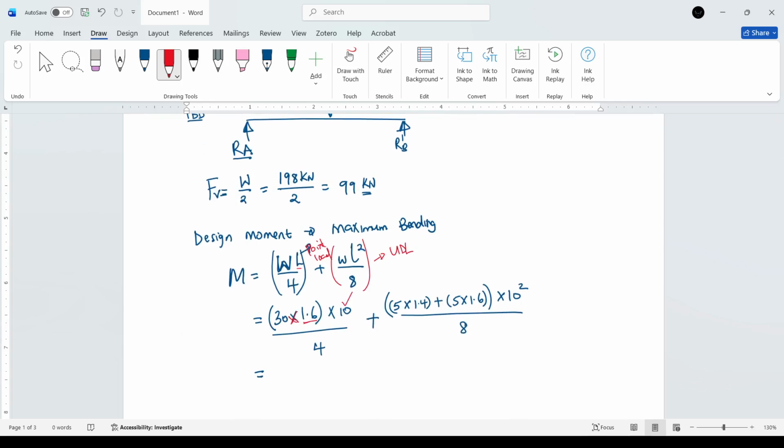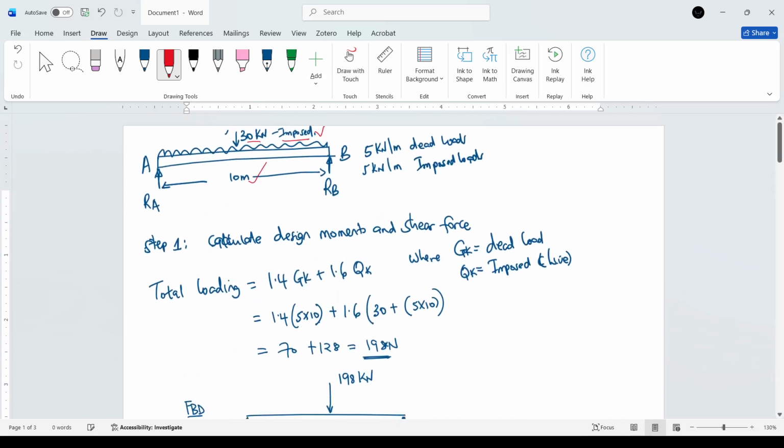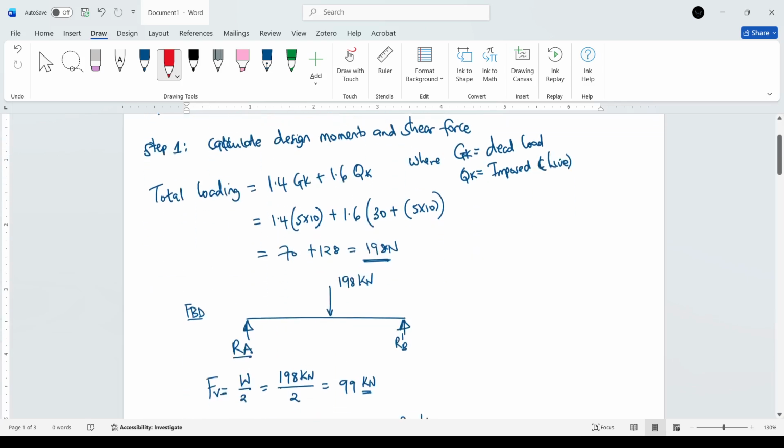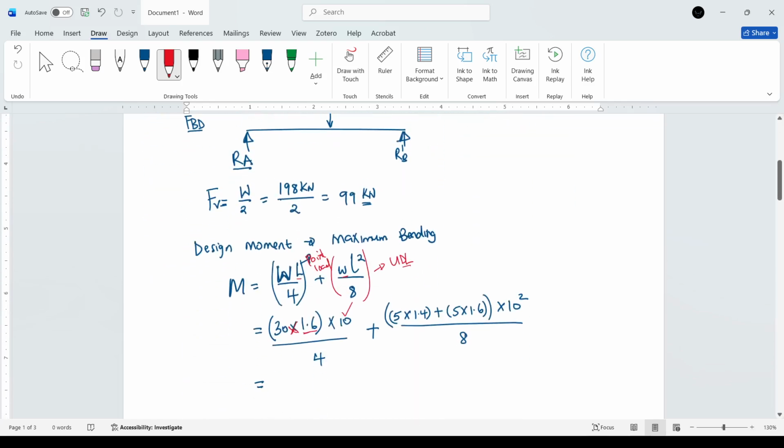Then the second one is the UDL, which is WL squared over 8. You saw that. W, we have two of them. 5 which is dead and 5 which is imposed. So you have to factor them. So what will happen? We say the first 5 which is dead, we multiplied by 1.4. The other 5 which is imposed, we multiply by 1.6. Put them together. Then we now multiply by 10 squared divided by 8. We good?